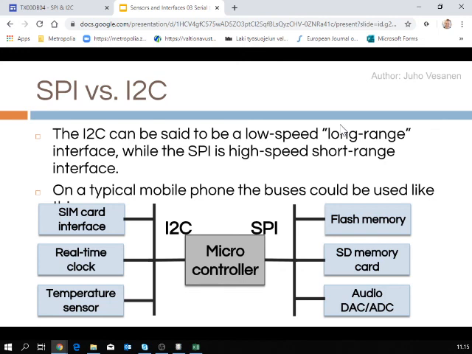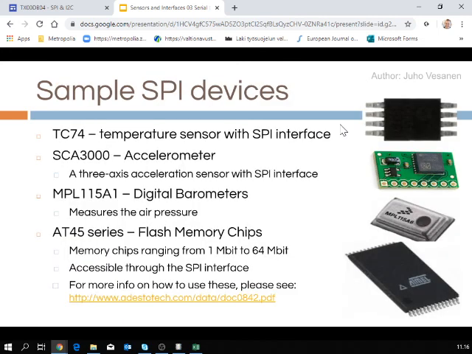So the difference between I2C and SPI is that I2C is longer range, well, long range, define long, no, it's not really long. SPI is for speed. SPI interface devices, okay, TC74 also comes with SPI, but you will be using the I2C there.